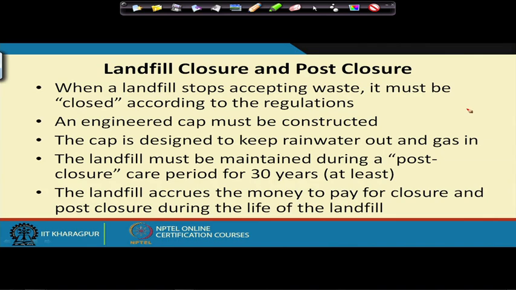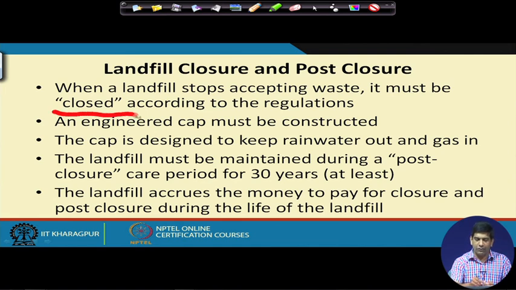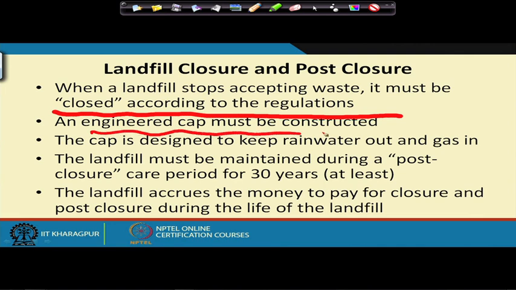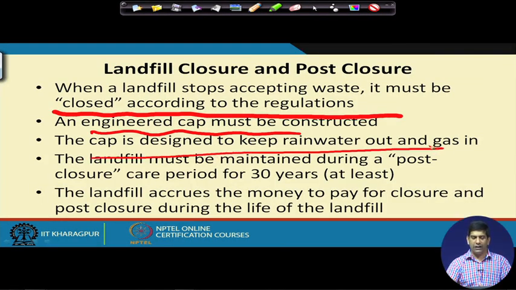So you reach a certain height, then you put the liner cover on top. Then it's called the landfill is closed. Usually, say, cell 1 is closed, and we close it according to the regulation. When we say regulation, you put the top cover, then you put some soil on top, and some vegetation on top. So a cap is designed. It's called a landfill cap because you're putting a cap on the landfill. This engineered cap must be constructed, and there is a way to do it; your rules will tell you how to do it. The purpose of the cap is designed to keep the rainwater out and gases in.